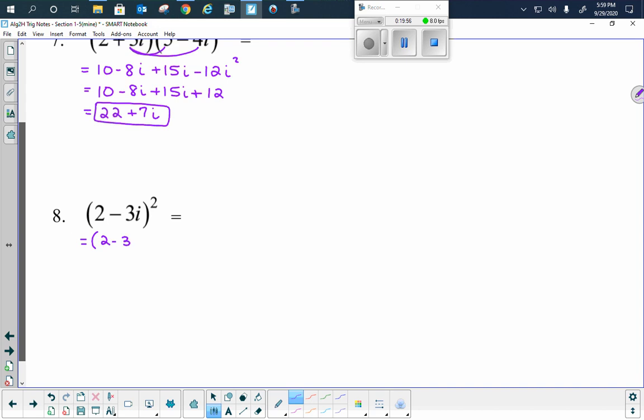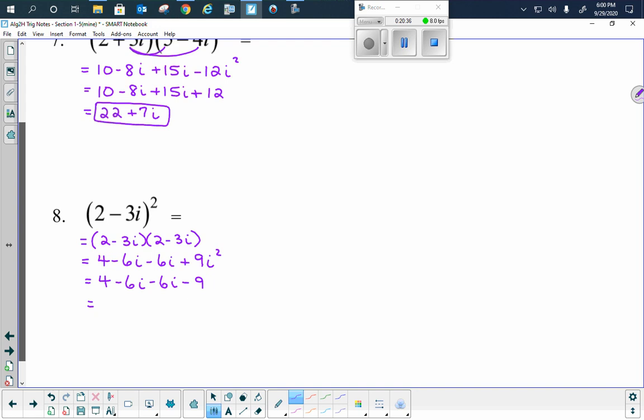All right, in 8, hopefully you're remembering that if you see something in that form, that means multiply it by itself. So I would write it out twice, and then go ahead and do that distributing. So 2 times 2 is 4. 2 times negative 3i is negative 6i. Distributing the negative 3i times 2 is going to be again negative 6i. And negative 3i times negative 3i will be plus 9i squared. Once again, just so you can see my steps, I'll leave those first 3 alone. And my i squared is negative 1 times 9, which is negative 9.